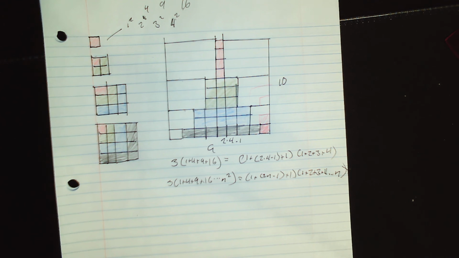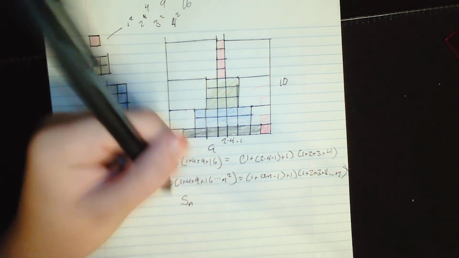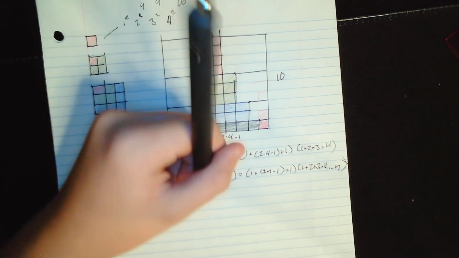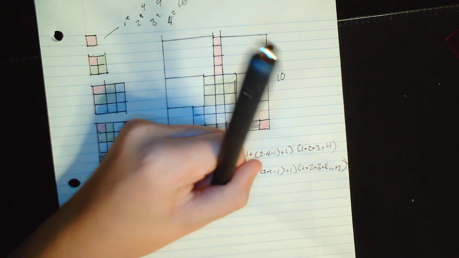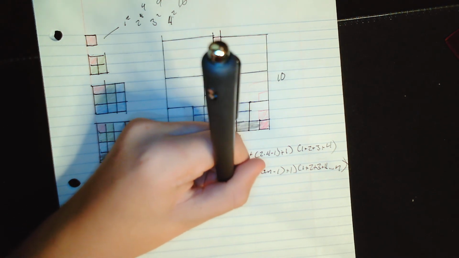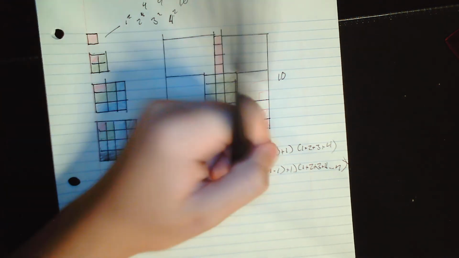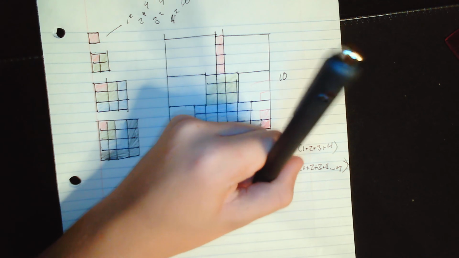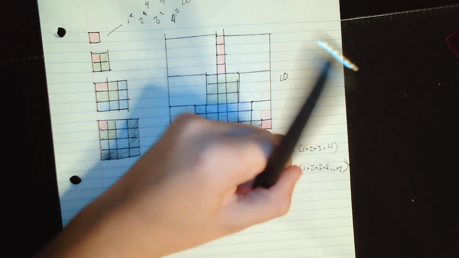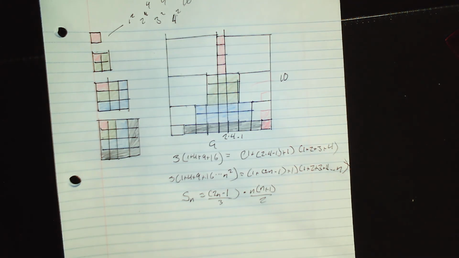Now, if we have triple of this, we can divide this, which gives us the generalization S of n. We divide everything by 3, equals 2n minus 1 over 3. That's how we get that. Times n times n plus 1 over 2. And that's our proof. Bye.